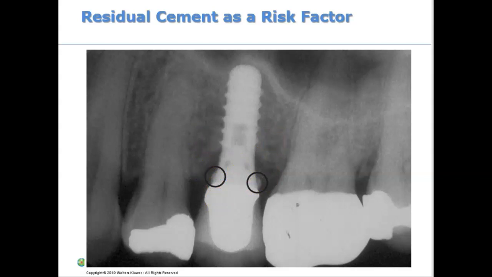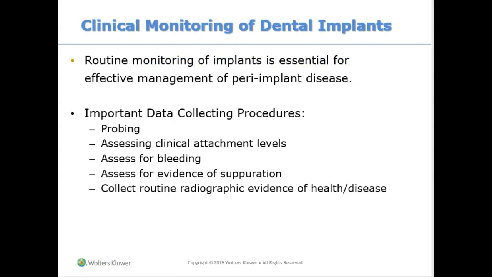Okay, now let's look at how we should monitor our clients that have implants. So when we have clients with implants, we want to probe them, and I'm going to go over when we should probe. We want to check for bleeding, we want to check for any pus, and we want to take radiographs. The dentist should probably prescribe radiographs every year to monitor their bone level.